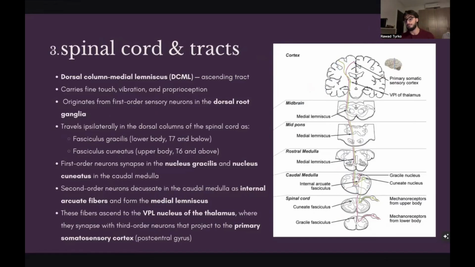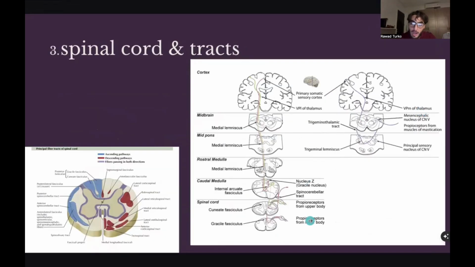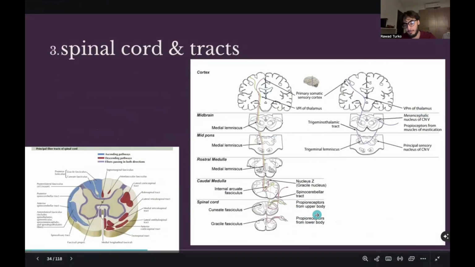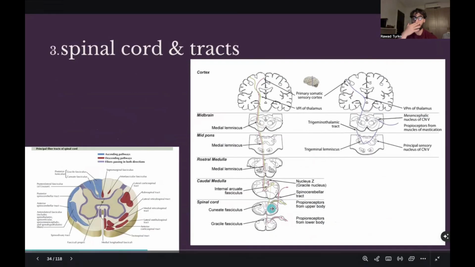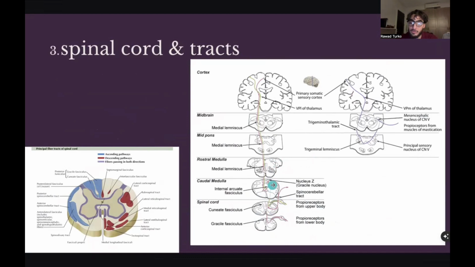the contralateral body. Okay? So again, let's recap one more time. You have proprioceptors from the lower body. These sensations are carried by first order neurons, whose cell bodies are in the dorsal root ganglion. They enter through the dorsal root and ascend ipsilaterally throughout the entire length of the spinal cord in the dorsal column. Then they synapse in the gracile and the cuneate nucleus in the caudal medulla.